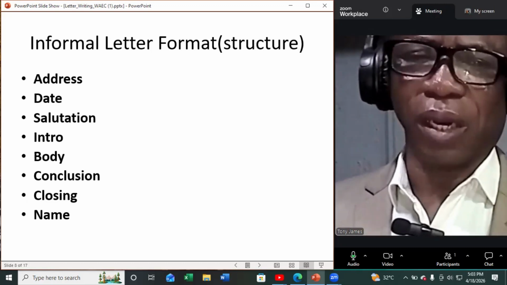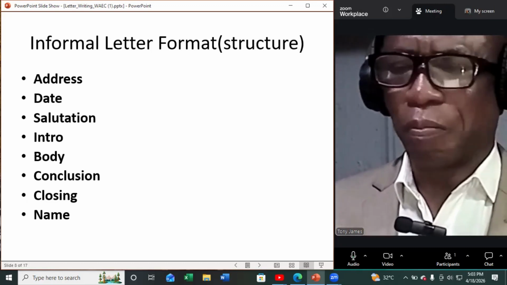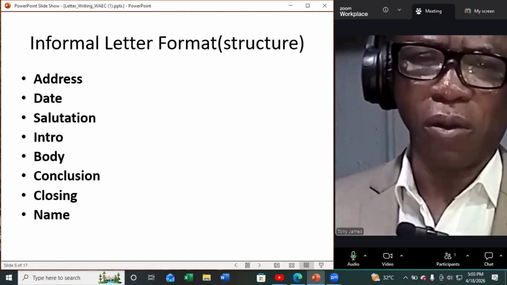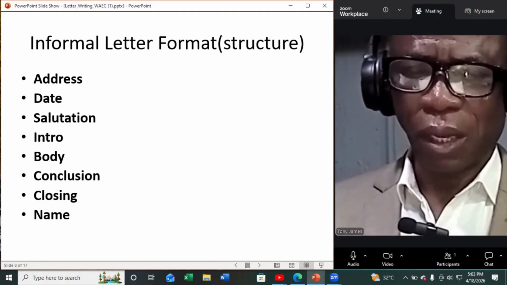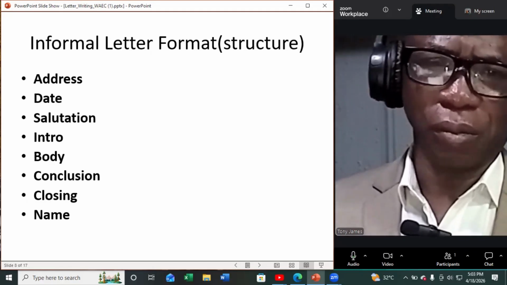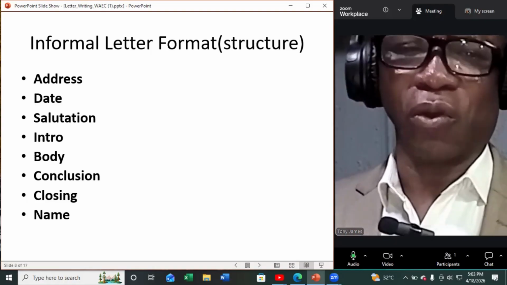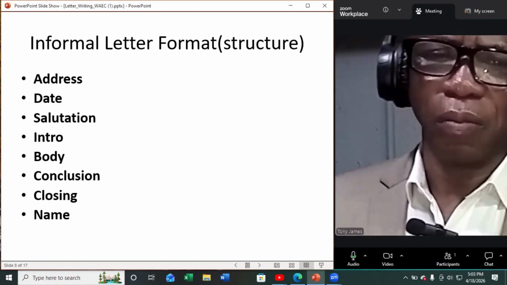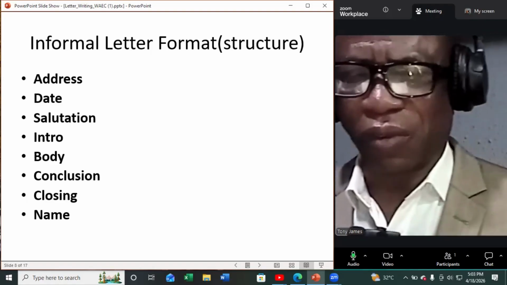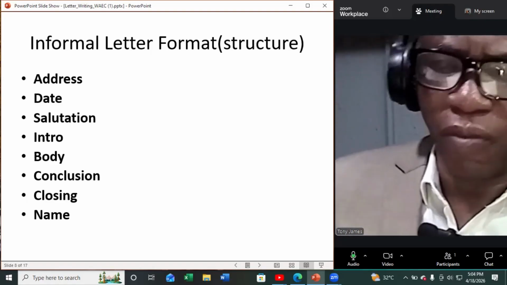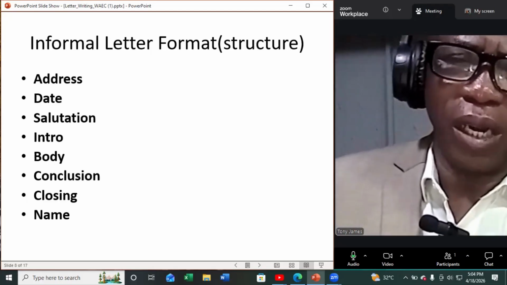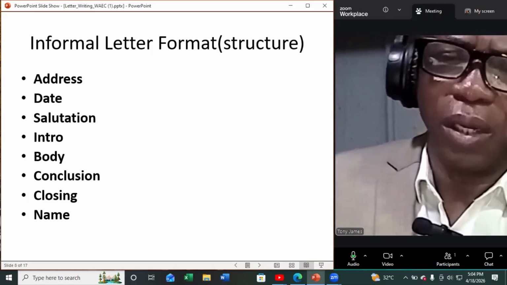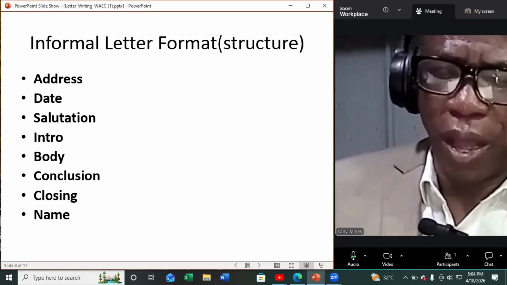So the body of the letter will also be written in paragraphs, and this will contain between 3 to 4 paragraphs. Then we come to the conclusion. The conclusion is also going to be in paragraph form, and you are going to summarize all the points you have made in the body of the letter, and even in the introduction and the body of the letter, you summarize everything in the conclusion, then close it up there.